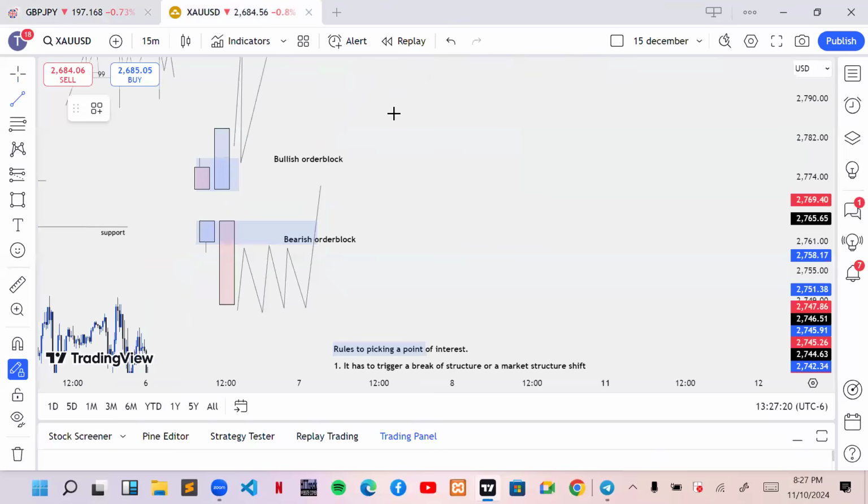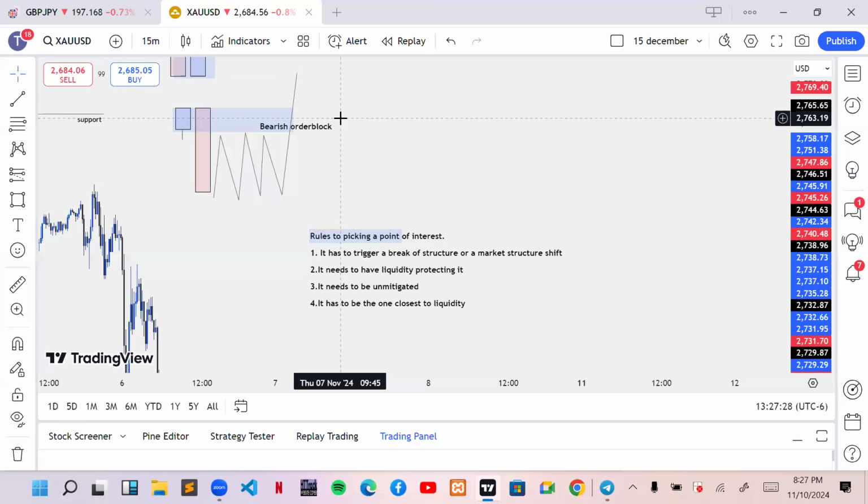So now, the rules of picking a proper point of interest say it has to trigger a break of structure or a market structure shift. It needs to have liquidity protecting it, and it needs to be unmitigated. The fourth one says it has to be the one closest to liquidity.